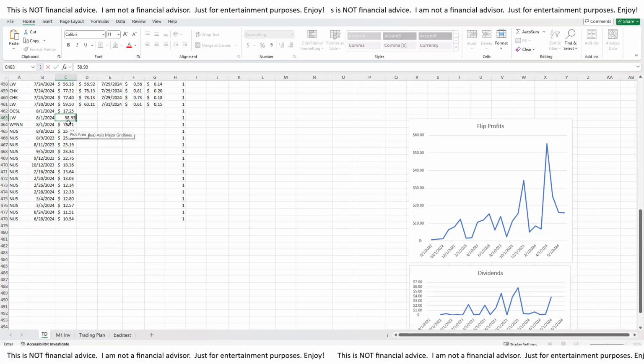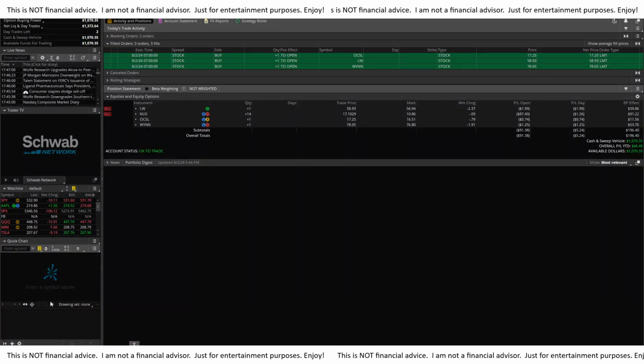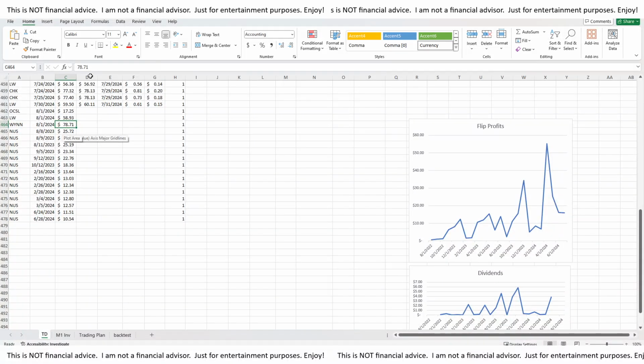We gapped down, so we got bargains. Even though we got skinned alive, they gave us a little bit of help here. WING, 78 and a nickel. Got a little off there too. Almost a full percent. Cool.